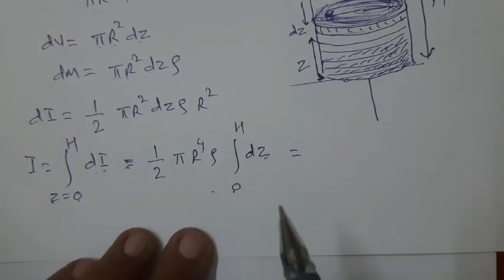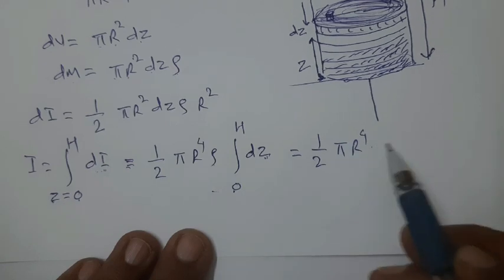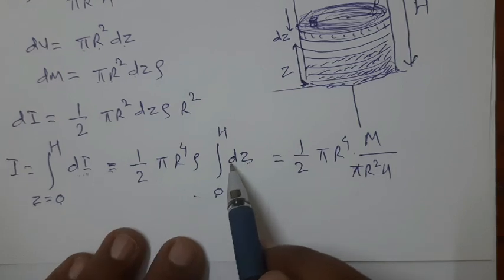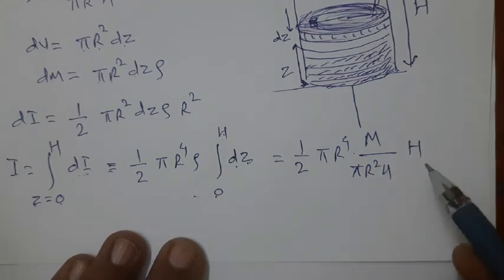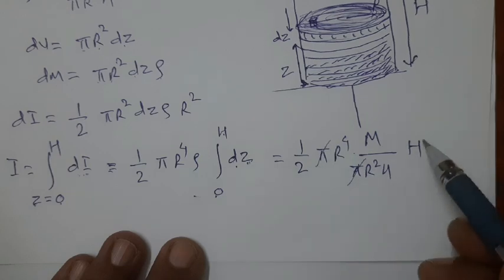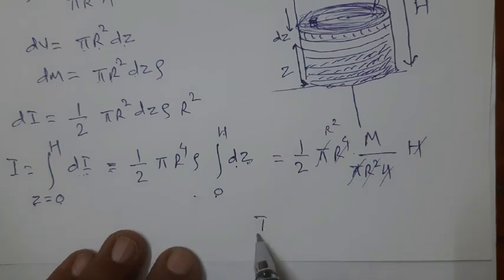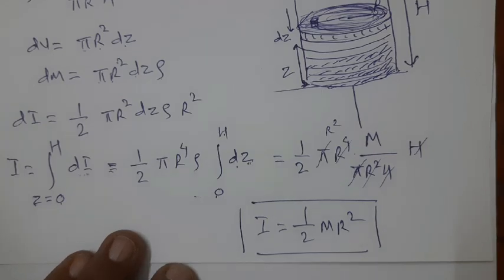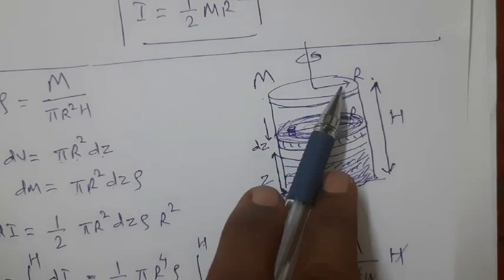Correct? Now I will substitute the formula for rho also, and hence I can write it is half pi r raised to 4. Rho is nothing but m divided by pi r square h, and I know that integration dz is equal to z, and I will have to substitute the upper limit to be h, and hence I can write h only. Okay. Now I will observe that this pi gets cancelled, this h gets cancelled, r square gets cancelled and it is r square, and I can write I is equal to half m r square. Correct.